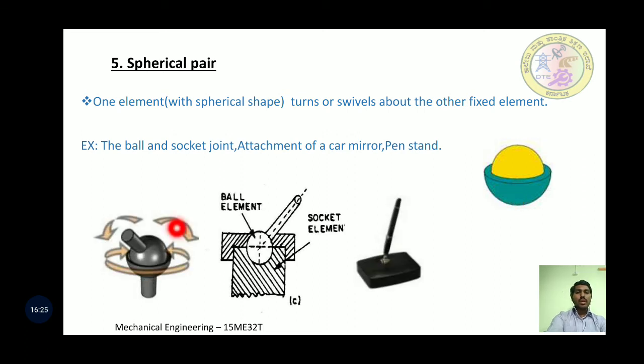The figure shows a ball and socket joint. So this is a pen stand. So what is a ball and socket joint? Ball and socket joint allows multi-directional movement and rotation, so more than one direction. What is a swivel? Swivel means a coupling between two parts enabling one to revolve without turning the other. It's called a swivel.